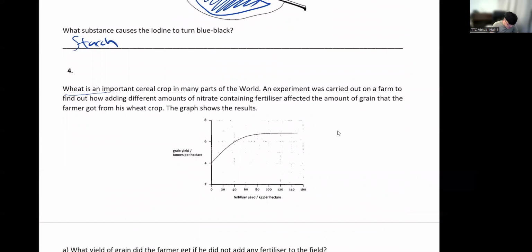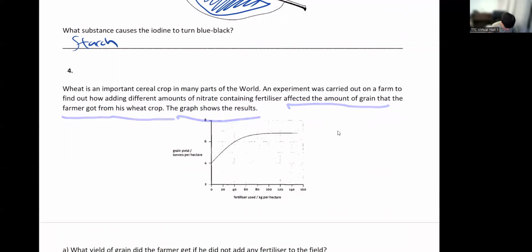Wheat is an important crop, cereal crop in many parts of the world. Okay, what is wheat, by the way? You use this to make flour, right? You know Cocoa Crunch? It's made from wheat. So an experiment was carried out on a farm to find out how adding different amounts of nitrate, as you remember from what we learned, nitrate is a fertilizer. Okay, they are from ammonia, by the way, and they are invented by this guy called Fritz Haber, if you remember my story there. So affected the amount of grain that the farmer got from his wheat crop.